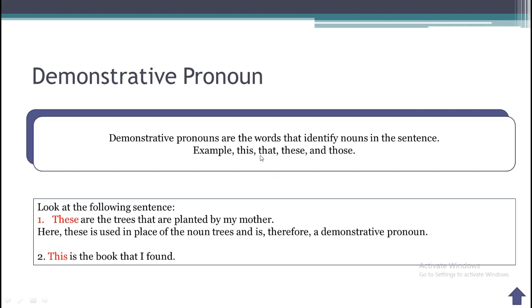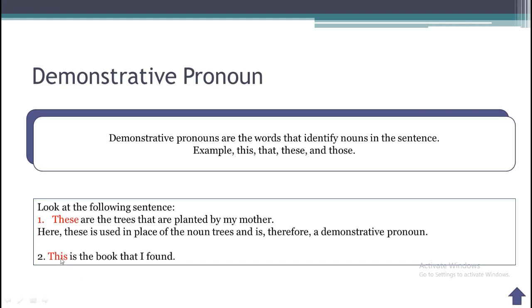The words are this, that, these and those. Let's see the usage of these words in the sentence. First one, these are the trees that are planted by my mother. So here these is used in the place of the noun trees. If I point out towards an object and say this or that or those, I am replacing that noun with the pronoun these, that or those. So here similarly this word these is replacing the noun trees and therefore it's a demonstrative pronoun.